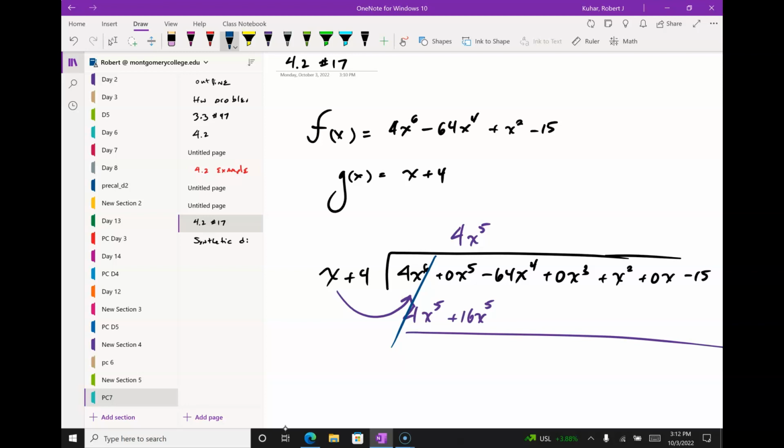When I'm doing synthetic, right? Remember that first one crosses out? Go ahead, CD. Where did you get the 16? Yeah, so come back and multiply, right? So 4 times x is 4x. 4 times 4x to the fifth is 4x to the sixth, sorry, 16x to the fifth. Yeah, but they cancel, right? I change my signs and add. So what do I get now? Negative 16x to the fifth.